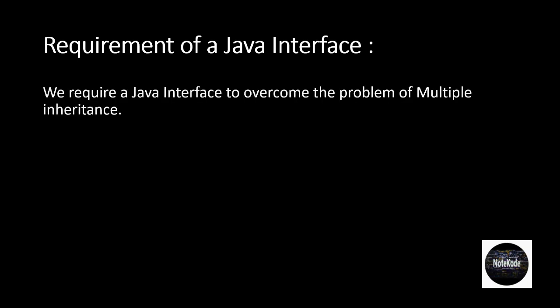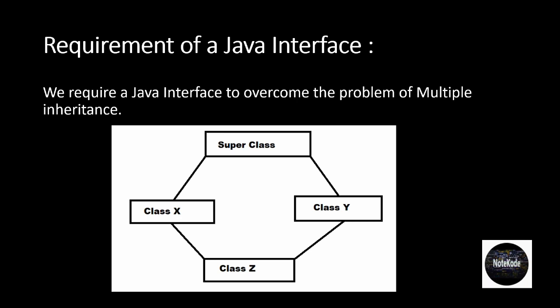We require a Java interface to overcome the problem of multiple inheritance. Here you can see class X and class Y. Both are the parent class for class Z, and class Z is inheriting both class X and class Y. That is not possible in Java because this is multiple inheritance. In Java, a class cannot inherit two parent classes.